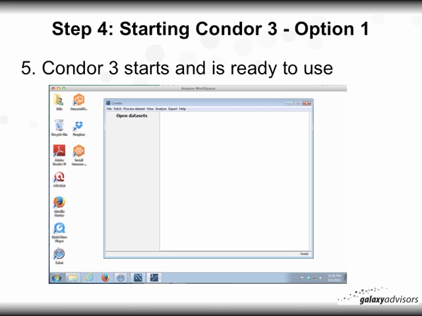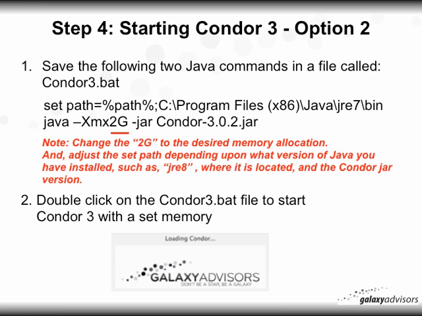Now let's talk about the second option. The second option is to save the following two Java commands in a file called condor3.bat. That is the set path command here, and then the second line, a Java command. I've underlined the 2G. This is where you change the memory depending on the amount of memory your computer has.